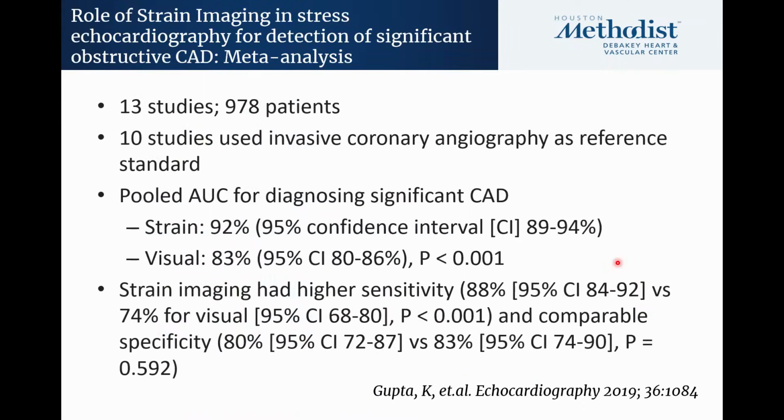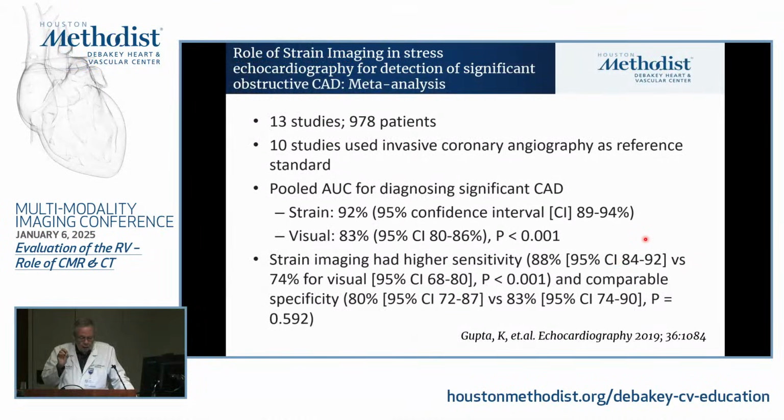Well, this has been done, and if you look at the literature in 2019, you find 13 studies with almost 1,000 patients. And the bottom line is that with good quality images, the strain imaging compared to a visual assessment by a separate observer was superior. So strain actually picked up more lesions, with better sensitivity compared to the visual. Here you see 92 versus 83. So the problem is, this is your ideal scenario.